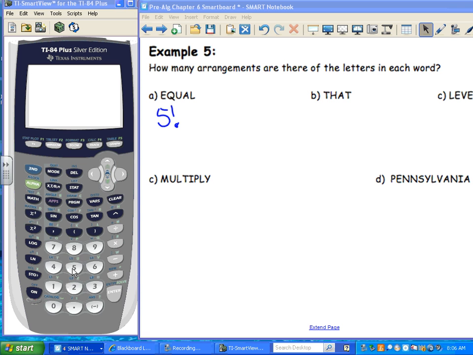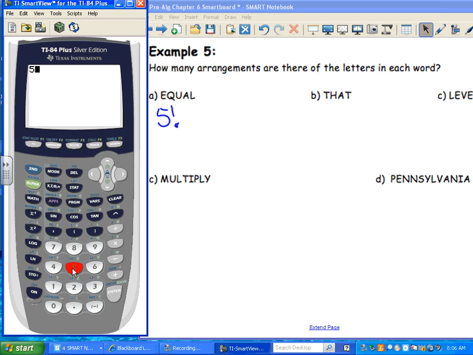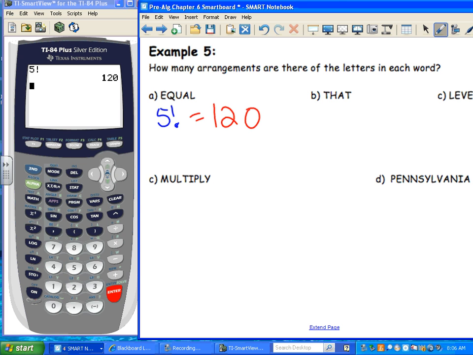So we're going to take our calculator. We're going to type in 5. We're going to go to math, PRB. Now I can do it with you. Down to number 4, which is the factorial. Hit enter. As Ben said, we get 120. So there are 120 ways to arrange 5 different objects that do not have any repeats, or to arrange the letters in the word equal.